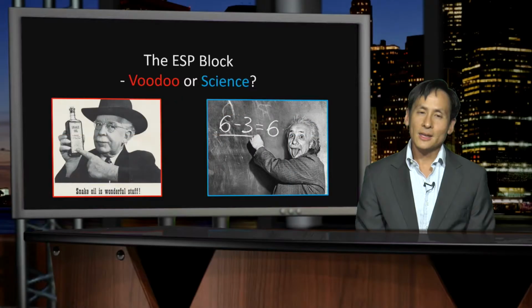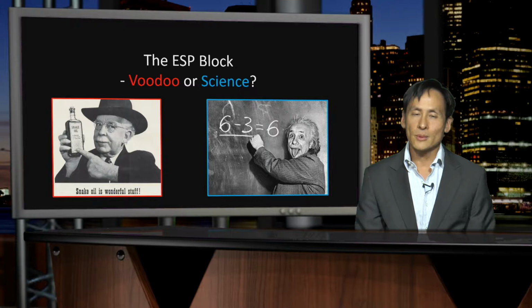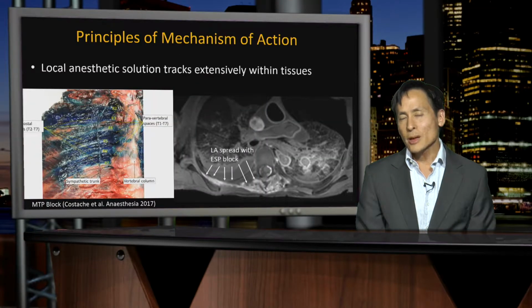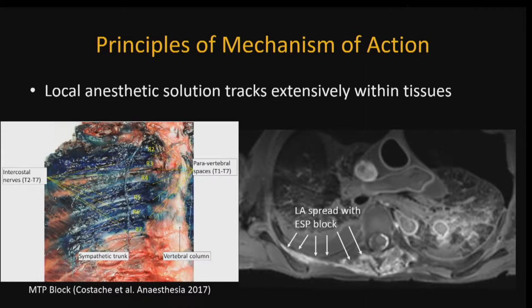So at this point, the ESP block produces this remarkable clinical effect, this remarkable cutaneous coverage. Is there really a plausible scientific mechanism for this to happen? Or is this just voodoo? What we understand right now about the mechanism of action, and this may continue to evolve, but the first principle that we've come to realize is that local anesthetic solution tracks extensively within tissues.